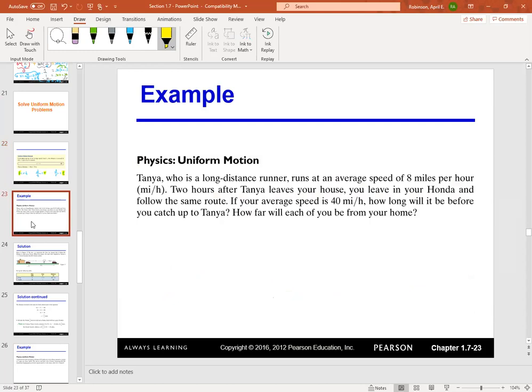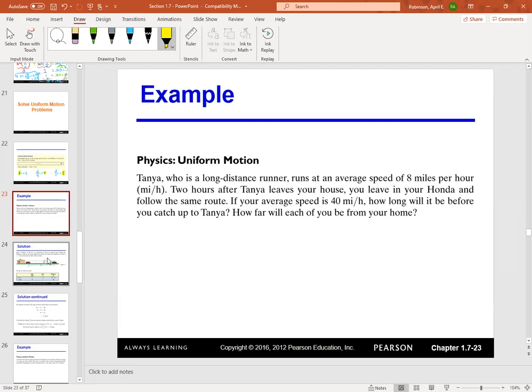Now their example: Tanya, who is a long distance runner, runs at an average speed of 8 miles per hour. 2 hours after Tanya leaves her house, you leave in your Honda and follow the same route. If your average speed is 40 miles per hour, how long will it take before you catch up to Tanya? And how far will each of you be from your home?